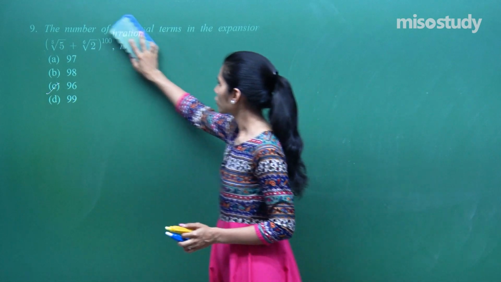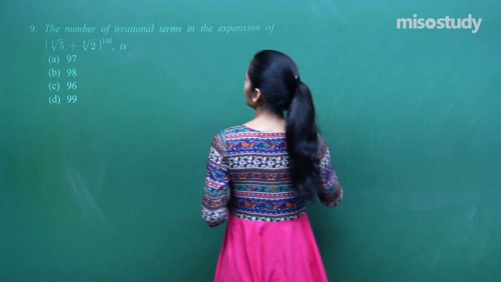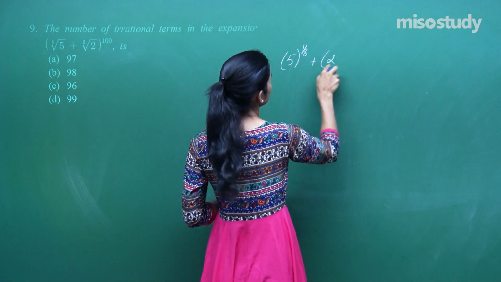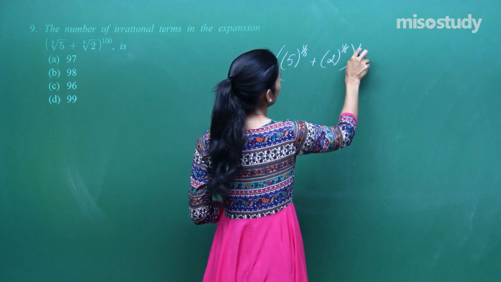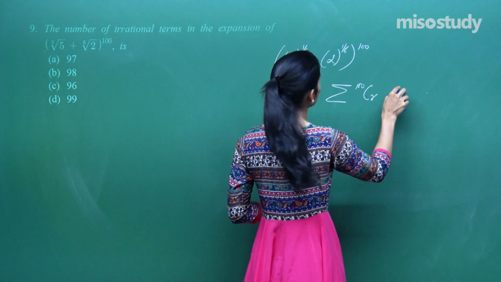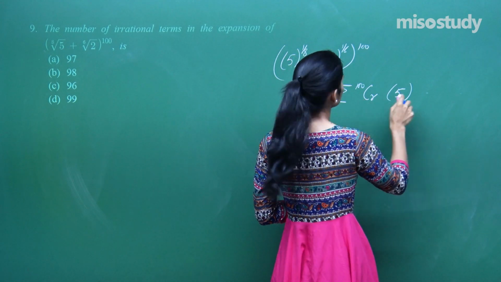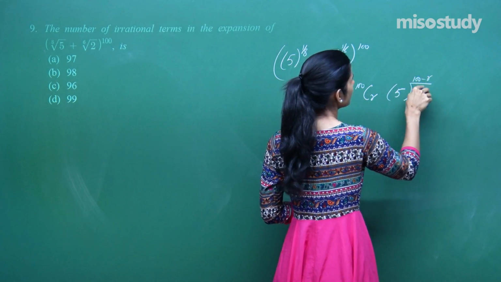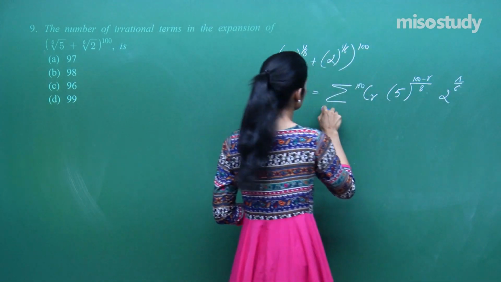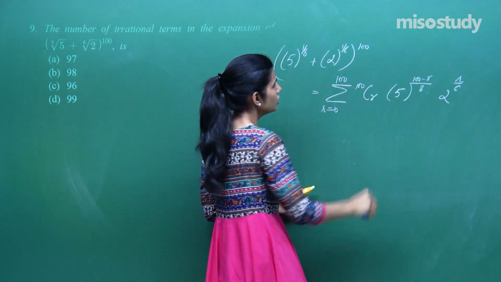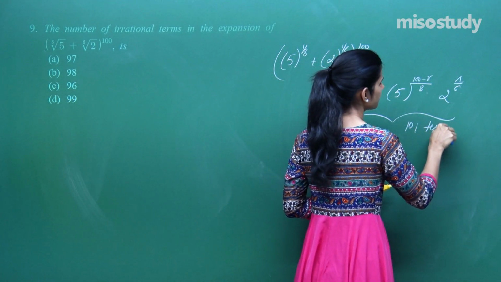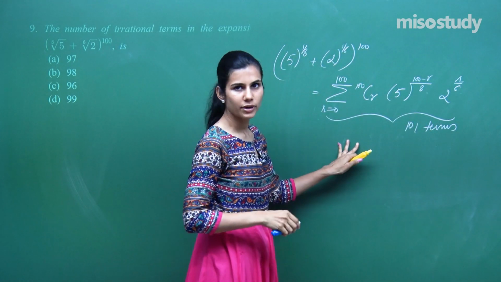Okay, let's try to get the concept of this question. So you have 5 to the power 1 by 8, 8th root of 5 plus 6th root of 2, whole to the power 100. This is summation 100 Cr, 5 to the power 1 by 8 to the power 100 minus r, so 100 minus r by 8, 2 to the power r by 6, r going from 0 to 100. So there are overall 101 terms. In this given expansion there are 101 terms.